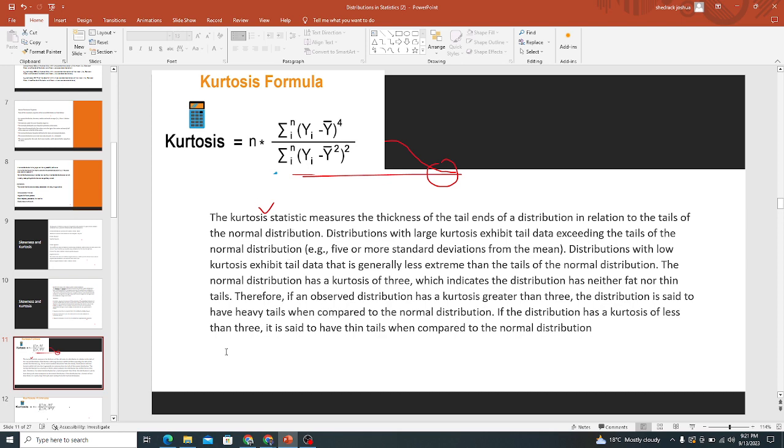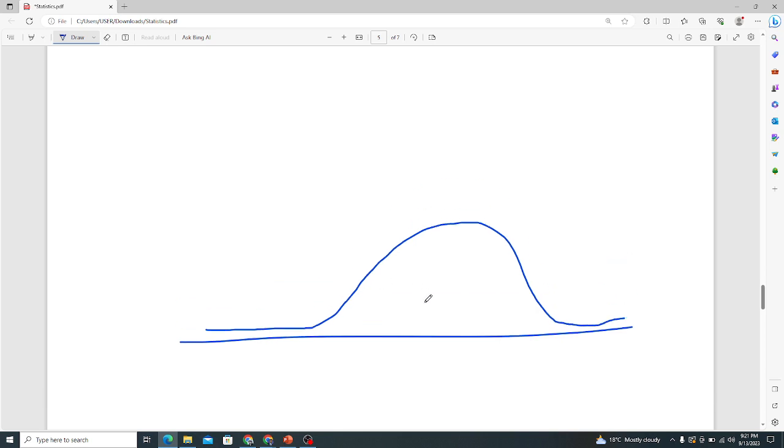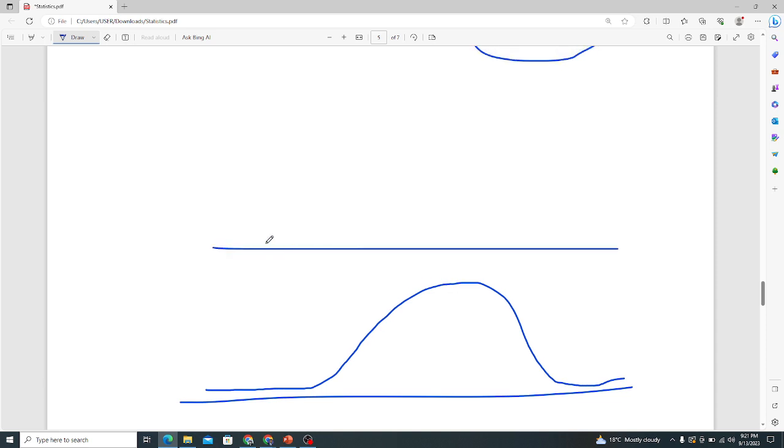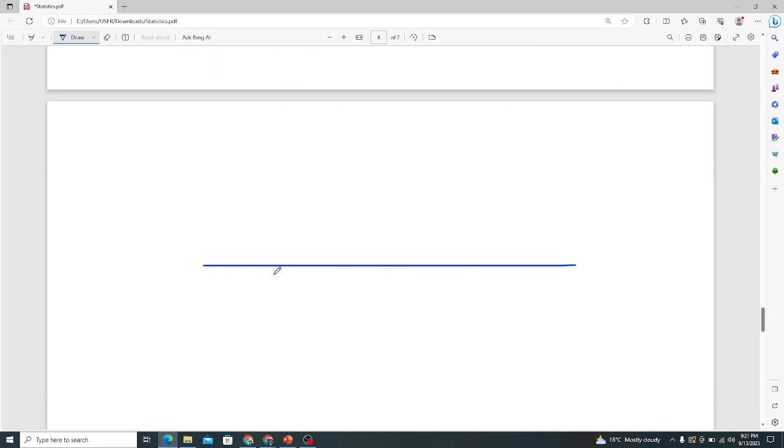Now let's see what kurtosis measures. Kurtosis measures the thickness and the thinness of the tail. Let's assume this is a perfect normal distribution. We have another distribution which might look like this. These are just illustrations. And then we have another distribution which looks like this.